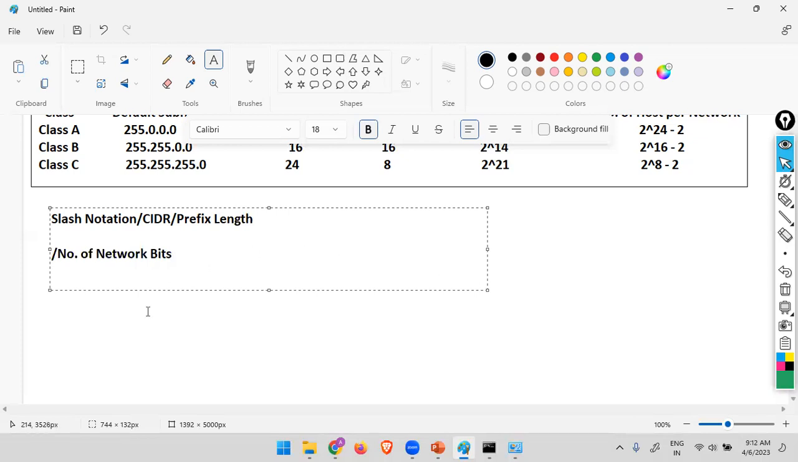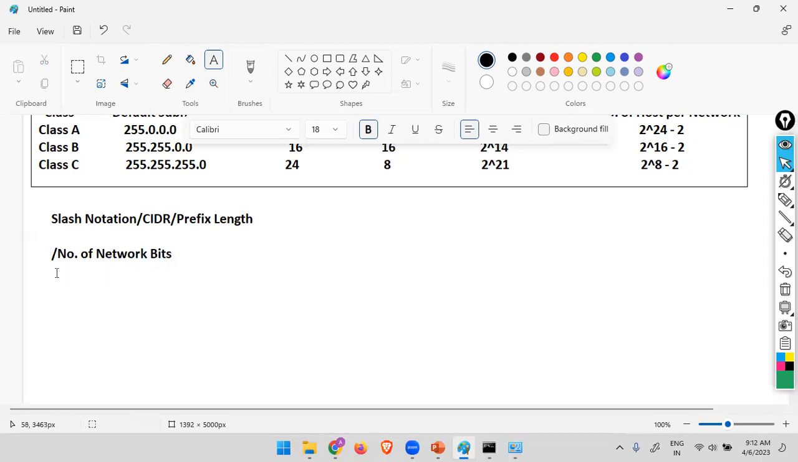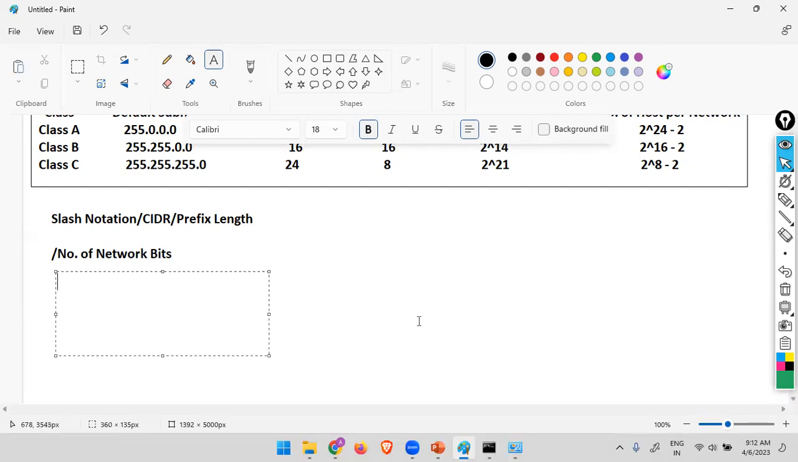So if you want to calculate for class A, how many network bits do we have? 8. So if I want to write the subnet mask for class A, it is slash 8. What about class B? 16, so that will be slash 16. What about class C? Slash 24. That is class C.